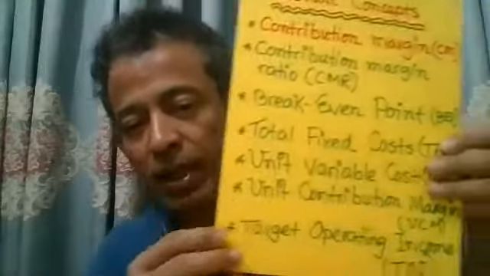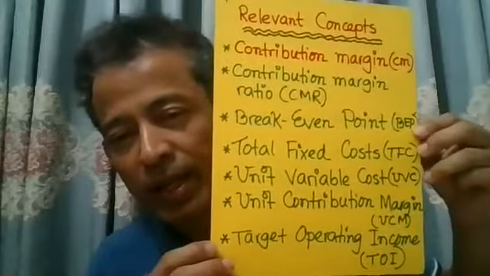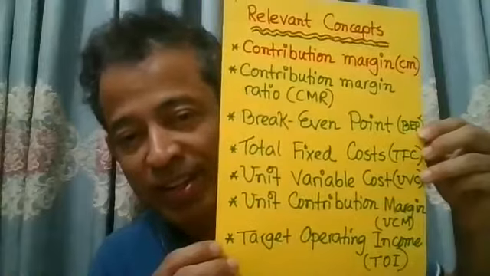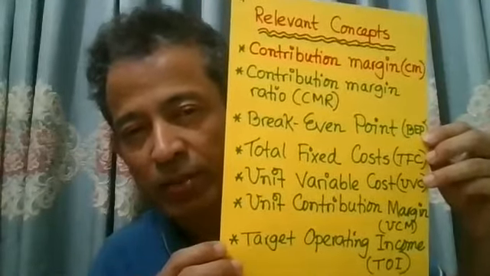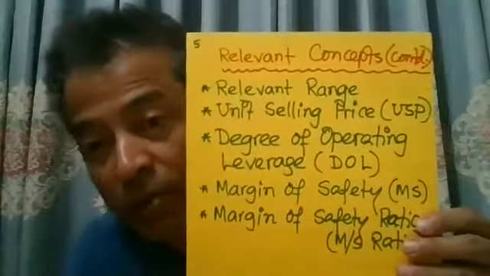All right. So we have these concepts, the whole list. Keep an eye and go back to the chapter and try to see what they are. All right. So this is the first one of the relevant concepts. And then we continue with these. We talk about relevant range, very important.